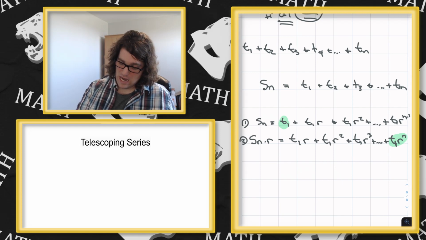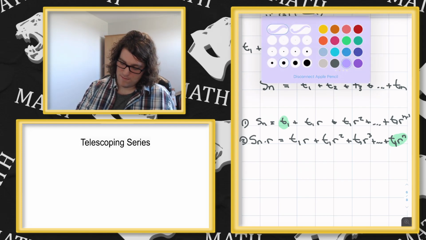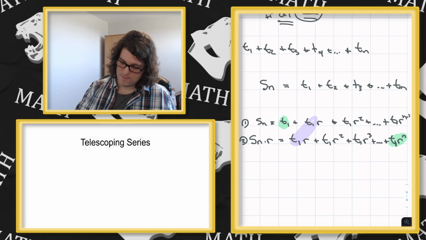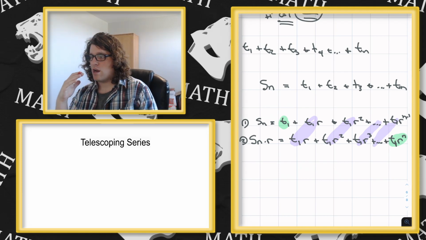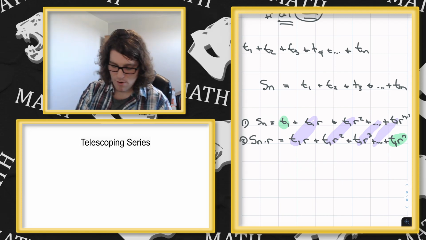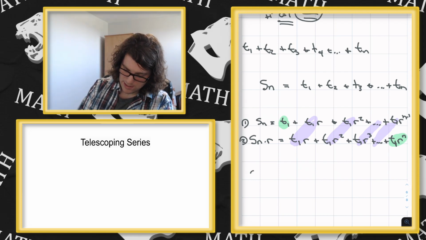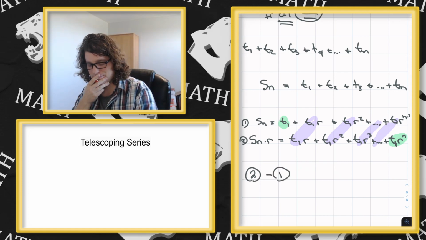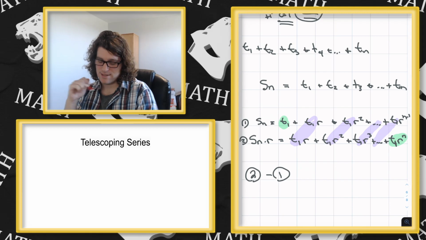However, every other term is going to have a copy of that term in the other statement. So if I do something really sneaky, like take one of these and subtract the other one, every single one of those middle terms completely cancels out, which is really cool.